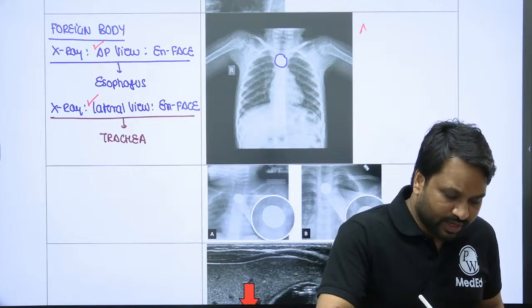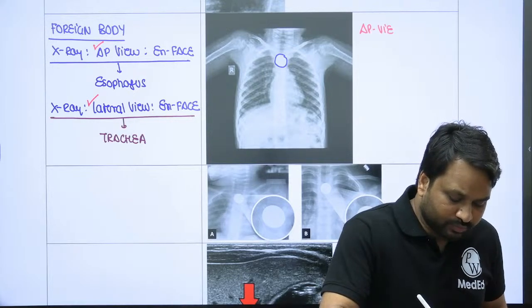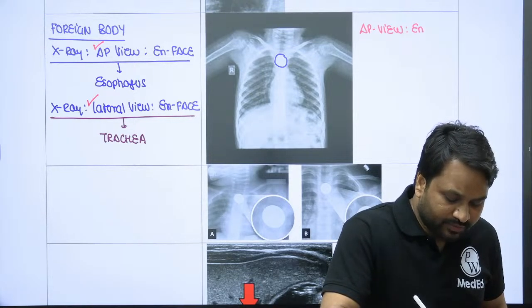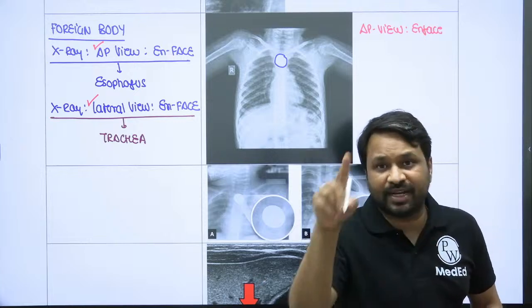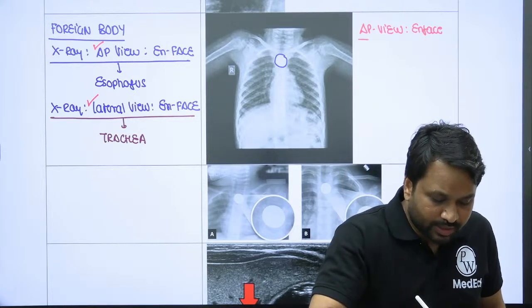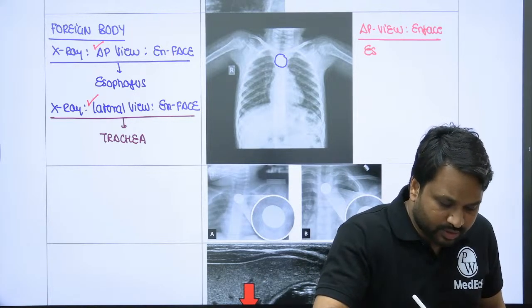So here we have an AP view. I have en face presentation of the coin. En face means the entire face is visible. So hence this is going to be in the esophagus.